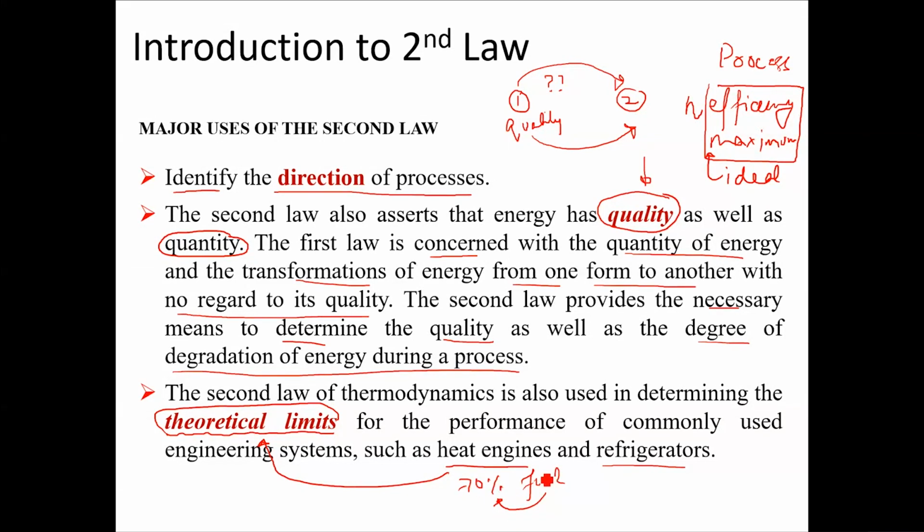This is the theoretical limit. You cannot have an engine which has an efficiency more than that of 70%. This is the limit which is defined or calculated using the second law. So if this is the maximum, let's say my system is giving me an actual efficiency of 30%. So I still have room of 40% for the improvement.